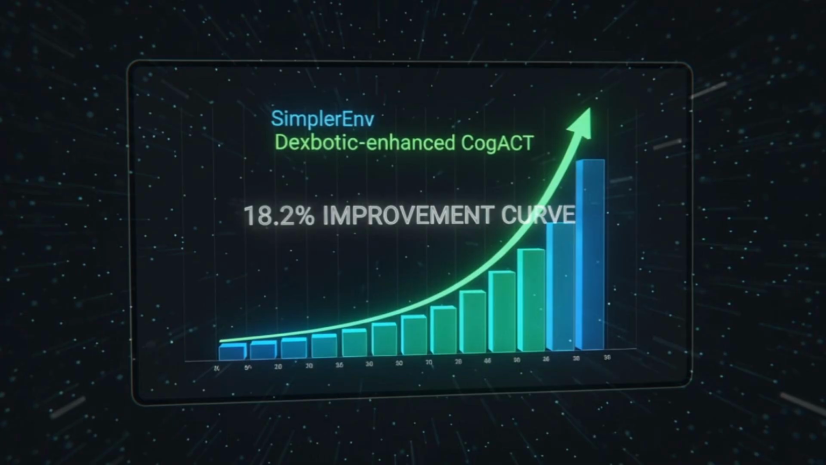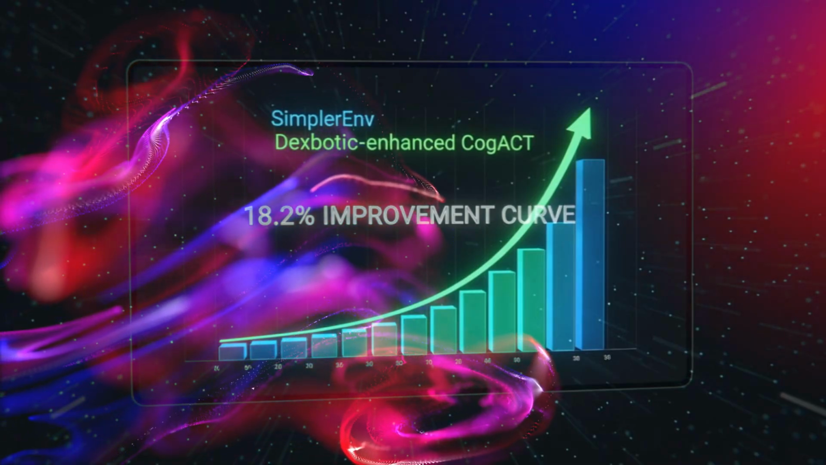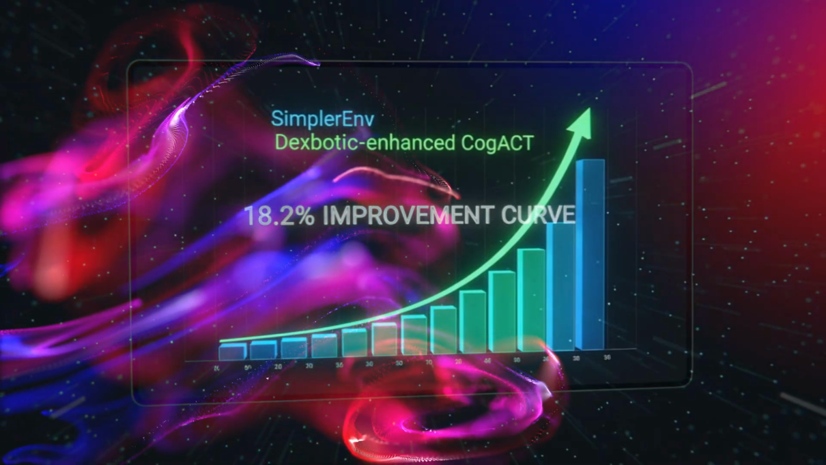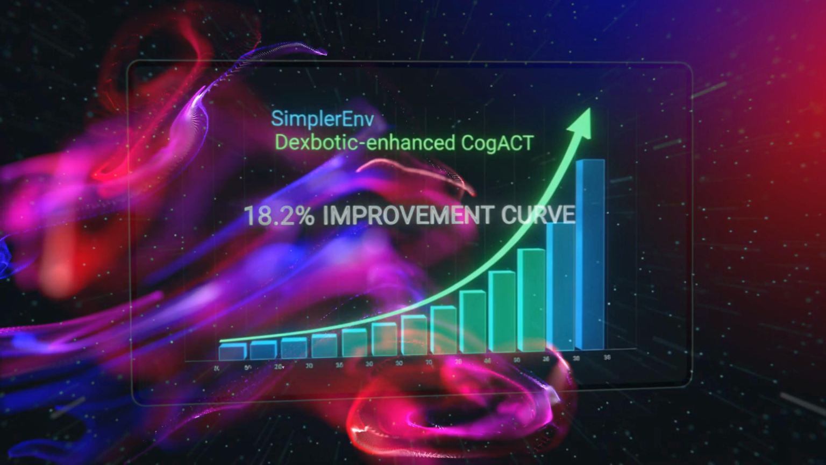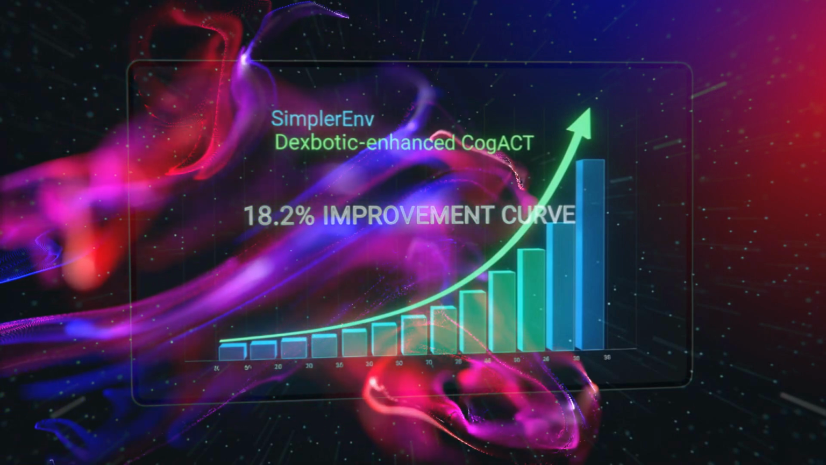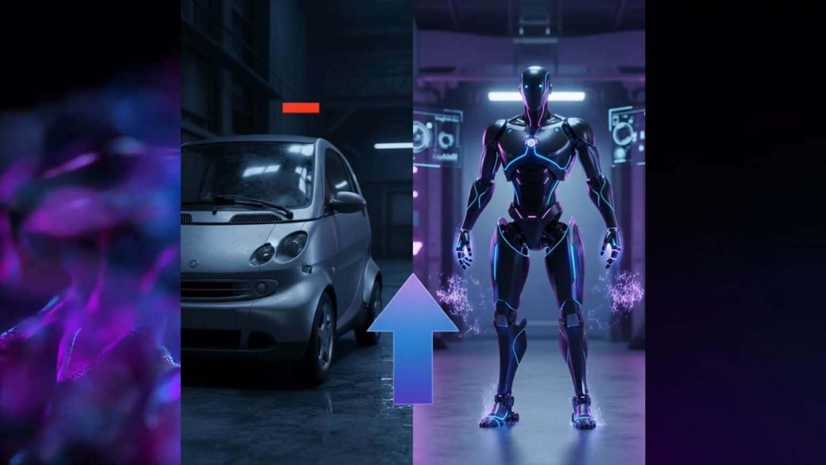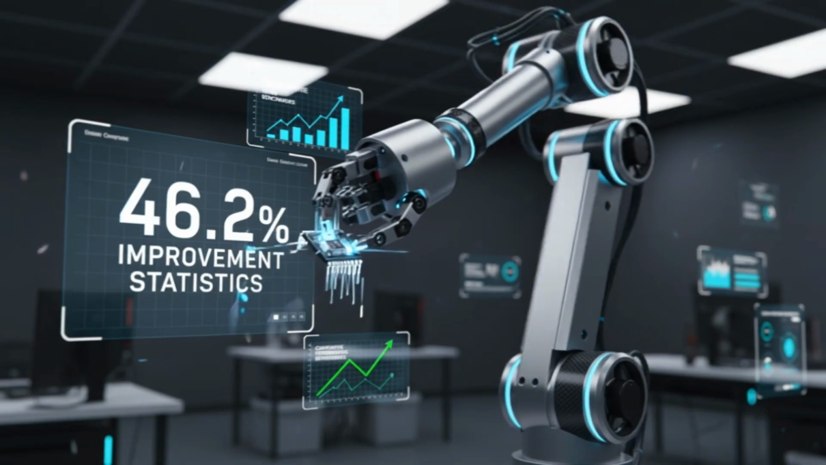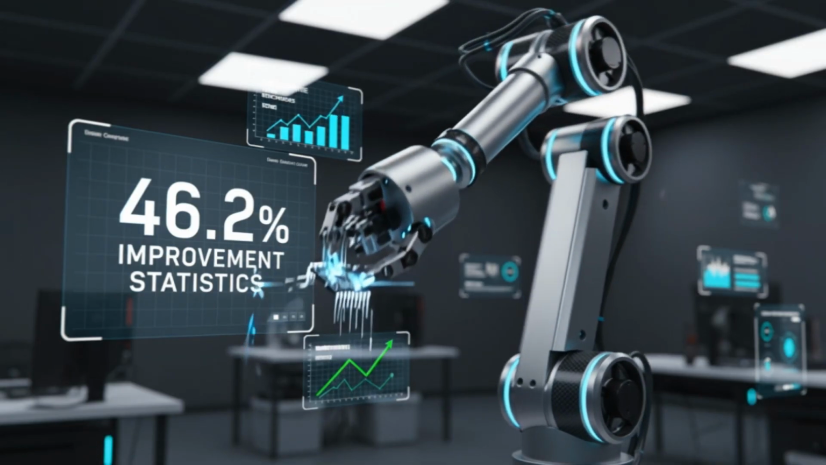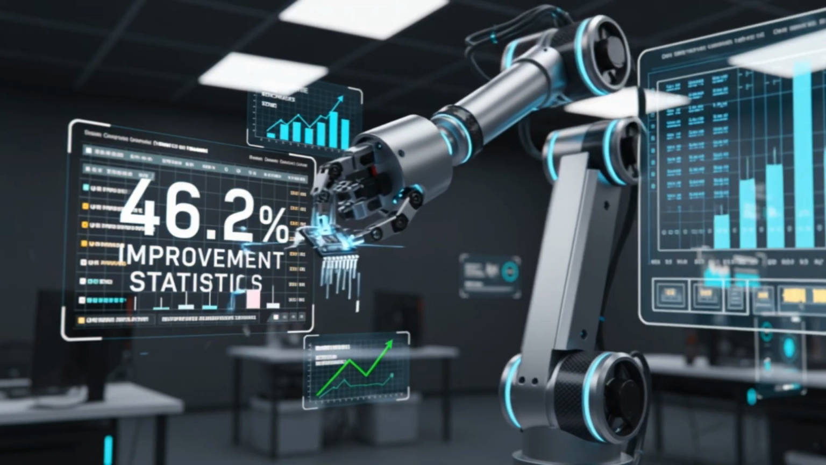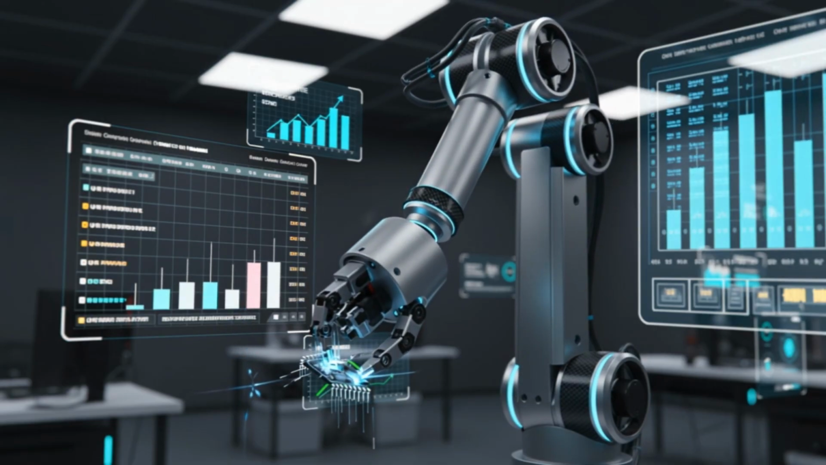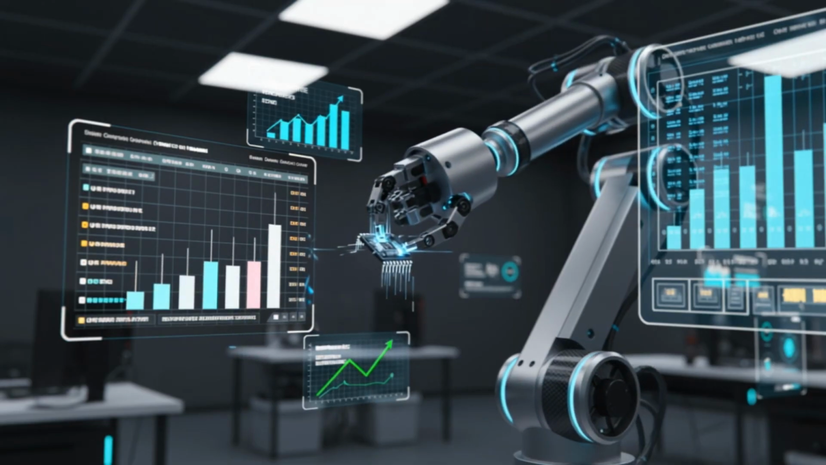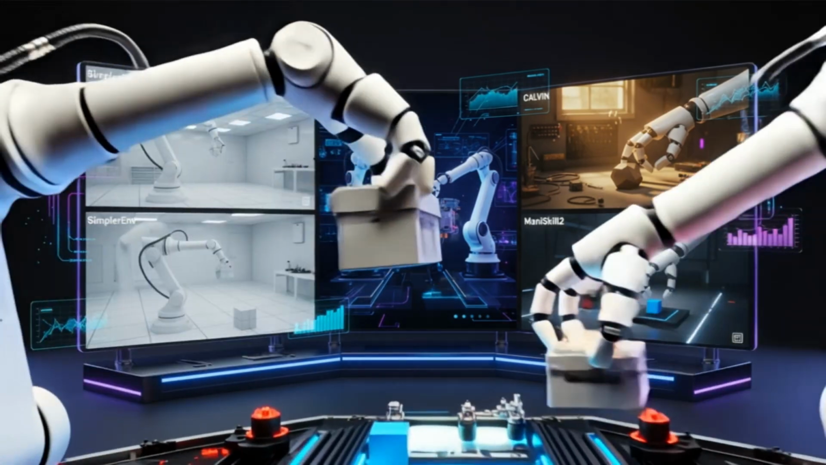Now, does all this actually work? Let's talk numbers. On the challenging SimplerEnv benchmark, Dexbotic enhanced CogAct outperformed the original by 18.2% absolute improvement. That's not a minor bump. That's a massive leap in capability. Even more impressive? Dexbotic enhanced OpenVLA OFT showed a 46.2% absolute improvement over the original. We're talking about nearly doubling performance on certain tasks.